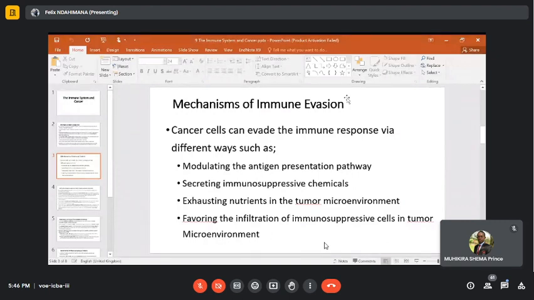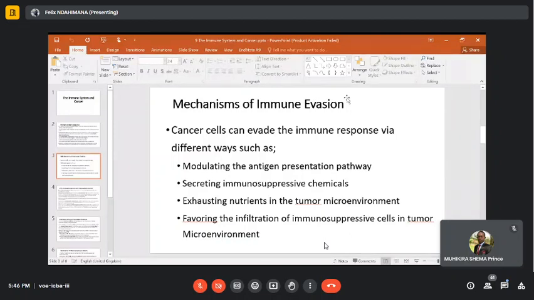Some cancer cells can secrete immunosuppressive chemicals. We will look at them in detail. But if they release some immunosuppressive chemicals, that means chemicals that lead to immunosuppression. Immunosuppression means suppressing the immune system. So if the immune system is suppressed, it won't react. It won't be able to mount enough immune response against those cancer cells.